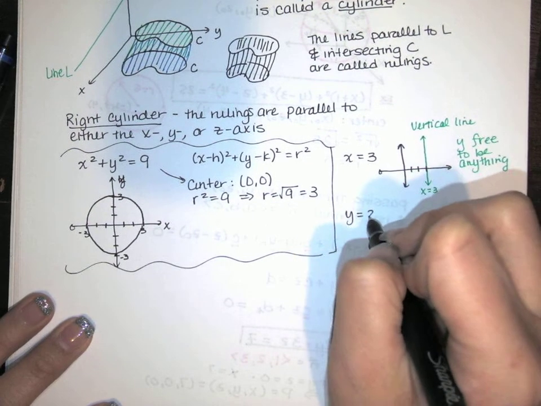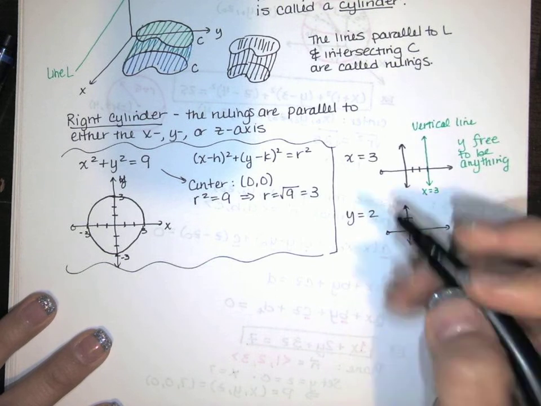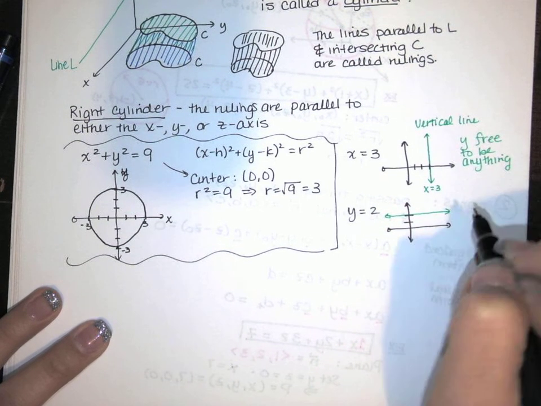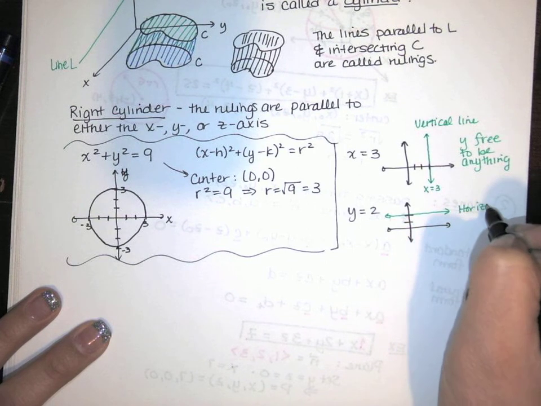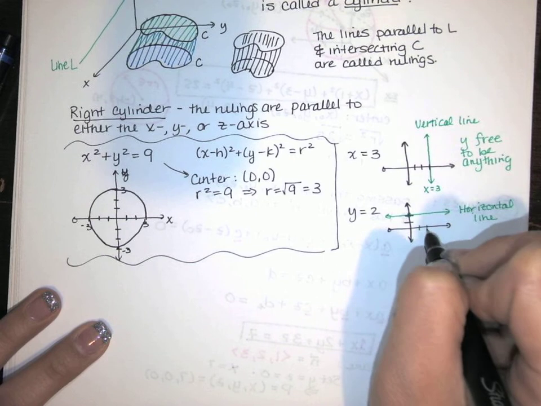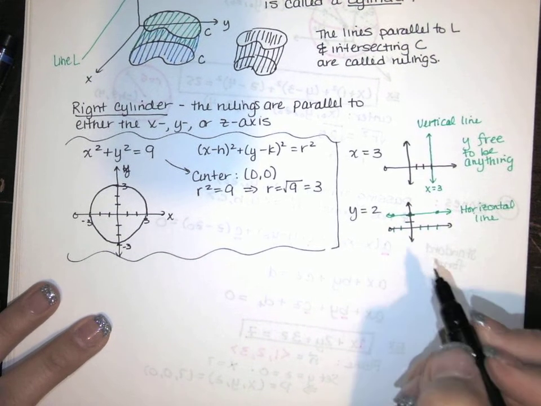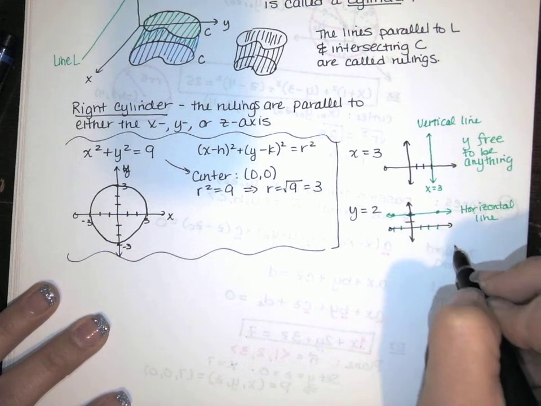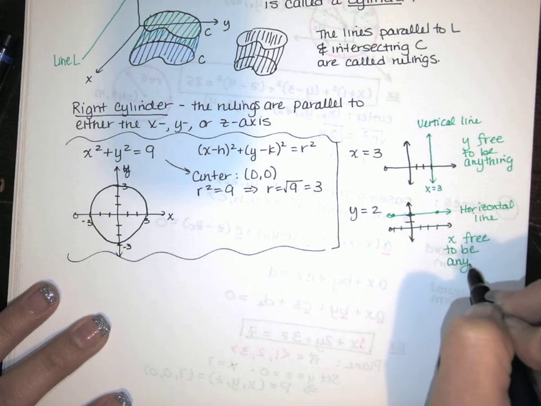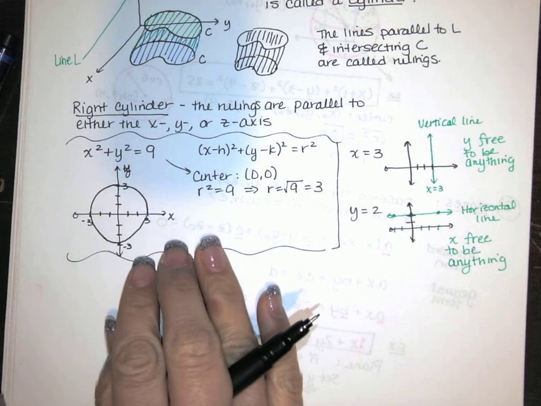Similarly, if I have y equals 2, and I'm talking about the collection of points where y equals 2, well, that's going to give me a horizontal line. Y equals 2 when x equals 0, and y equals 2 when x equals 3, and y equals 2 when x equals negative 2. It doesn't matter what x is, y is going to be 2. So here, x is free to be anything. That same principle holds in Calc 3.